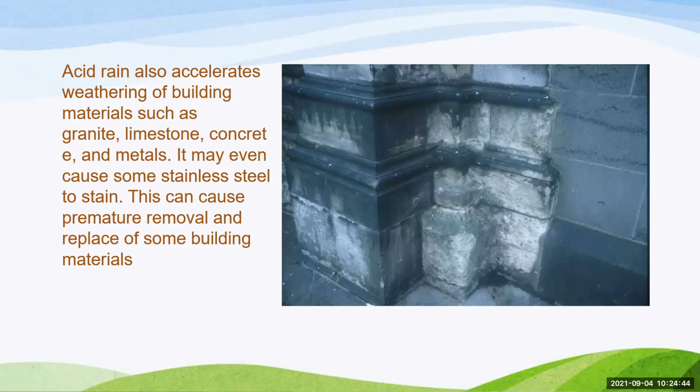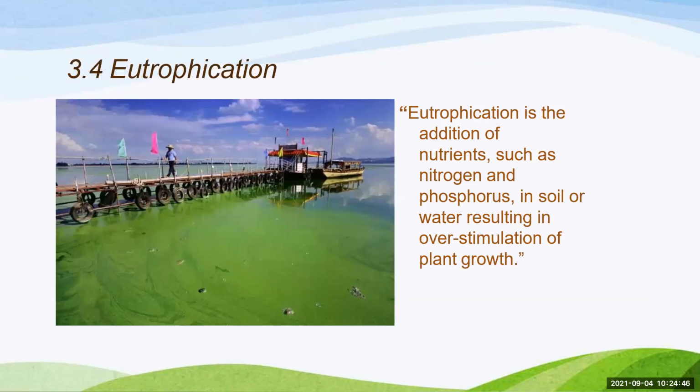Okay, and now this is eutrophication. Eutrophication is the addition of nutrients such as nitrogen and phosphorus in soil or water, resulting in the overstimulation of plant growth. You see in the water, there is overstimulation of plant growth of algae.